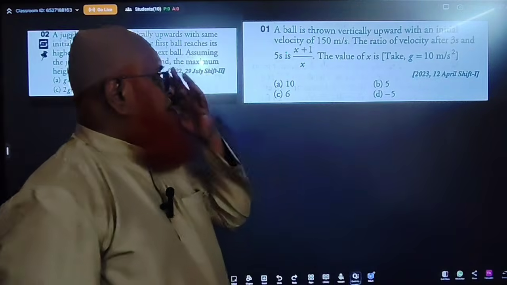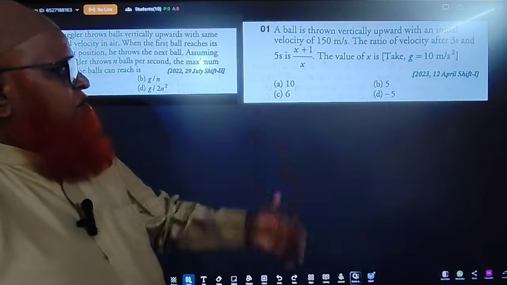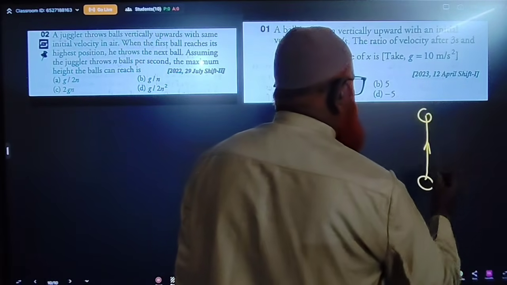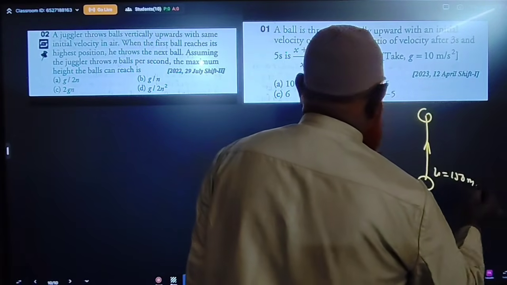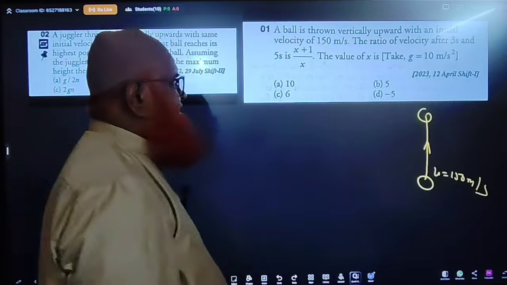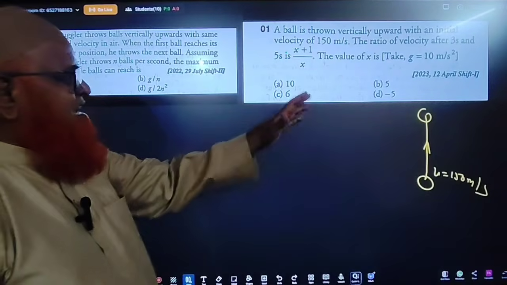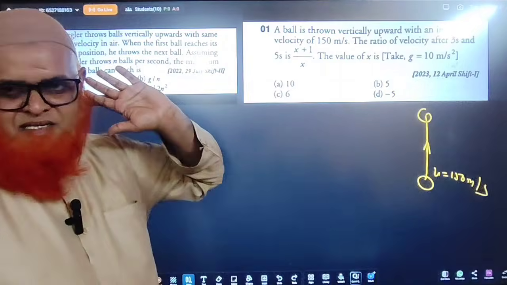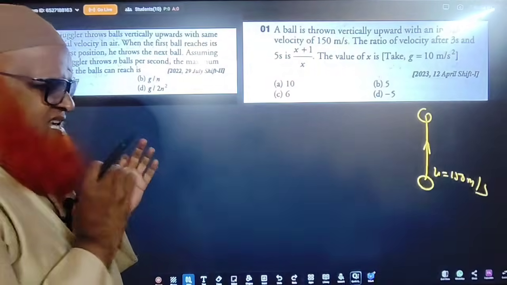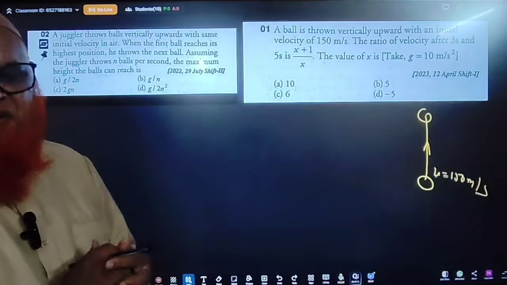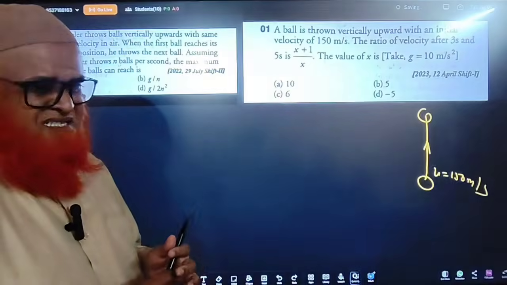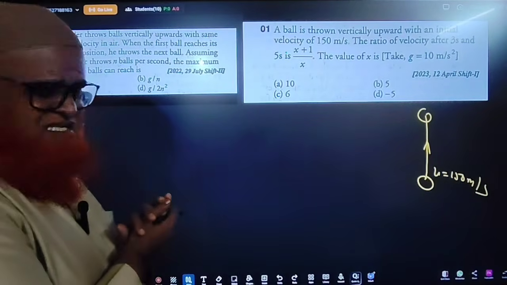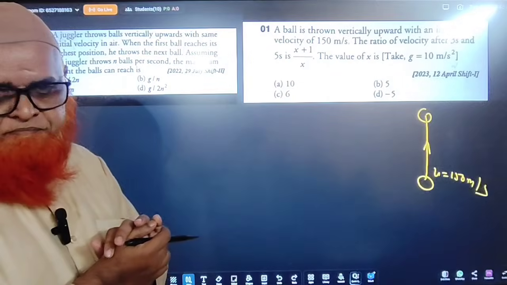See the first question here. A ball is thrown vertically upward with an initial velocity of 150 meters per second. The ratio of velocities after 3 seconds and 5 seconds is (x plus 1) by x. Then how to solve this problem? Whatever explanation I have given today, see how useful it is while solving the problems. Otherwise you won't get an idea which formula to select first of all.